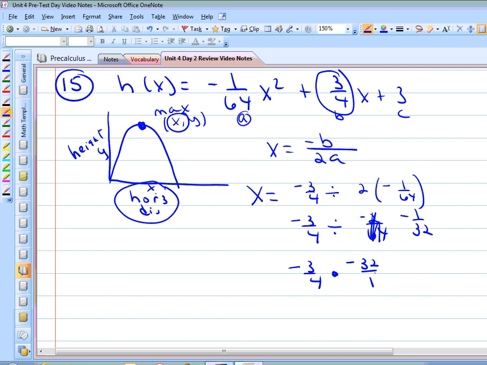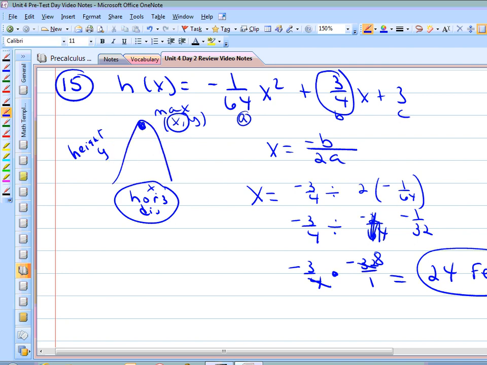Now, I don't have a calculator. I'm going to cross cancel. If you have a blue calculator, you could figure this out, but I think you should just do it without, because you're going to have to when you go off to college, all you seniors. So cross cancel. 4 goes into 32 8 times. Negative 3 times negative 8 is a positive 24. And we were talking about horizontal distance in feet, so it's 24 feet away. So at the highest point, the ball would be 24 feet away.